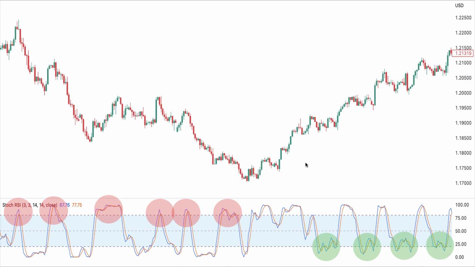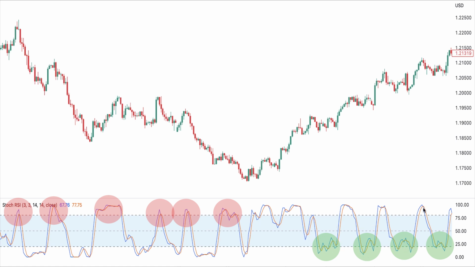Another technique that you can use here for further confirmation of your trades is K% and D% crossing. For example, here following this downtrend and overbought reading, we enter a trade when the K% line, the blue line, crosses below the D% line, the orange line, and you can even make it more strict and enter when it enters in the blue area.